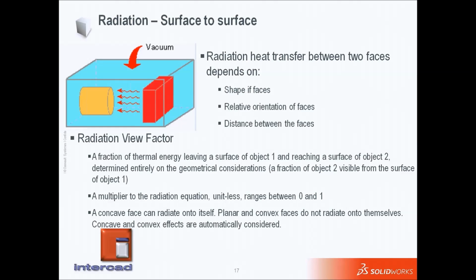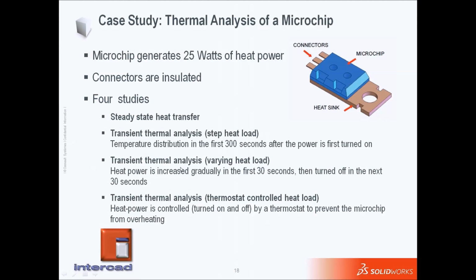determined entirely on geometrical considerations. Also, we will consider a multiplier in the radiation equation. It is unitless, and it's between 0 and 1. And the last note I would like to add here is that concave faces can radiate onto themselves, but planar and convex faces don't have this ability, based on geometrical considerations. All right, that brings us to the end of the theoretical background and definitions of heat transfer.